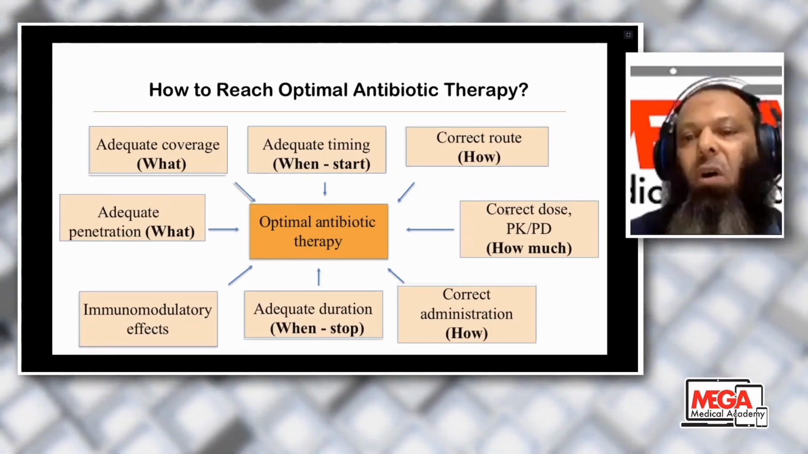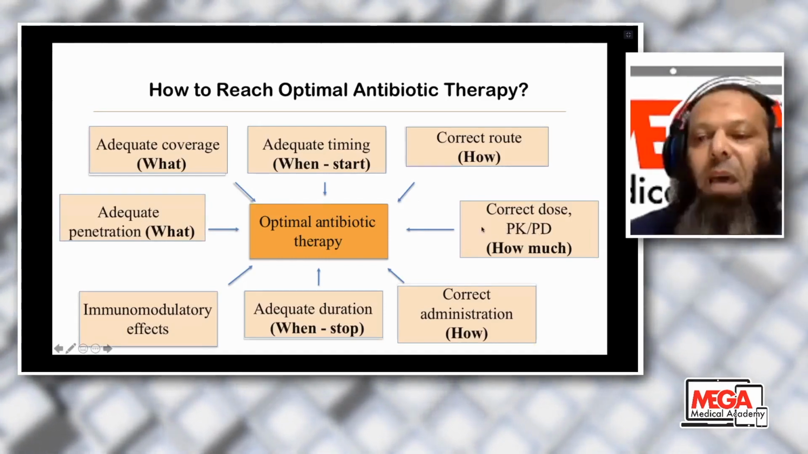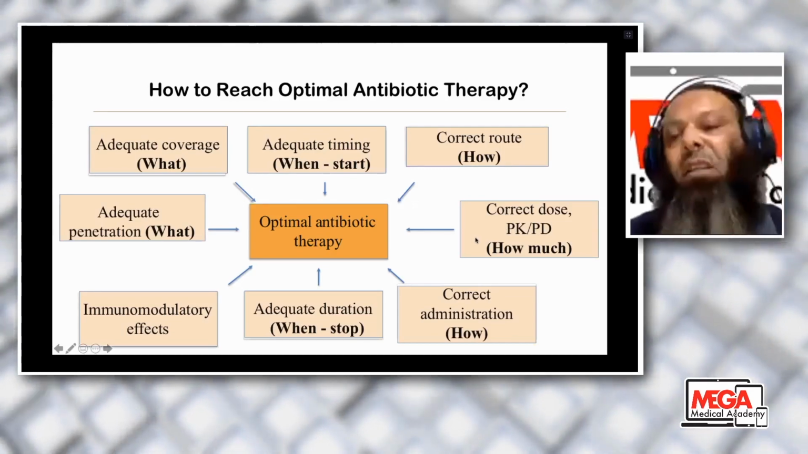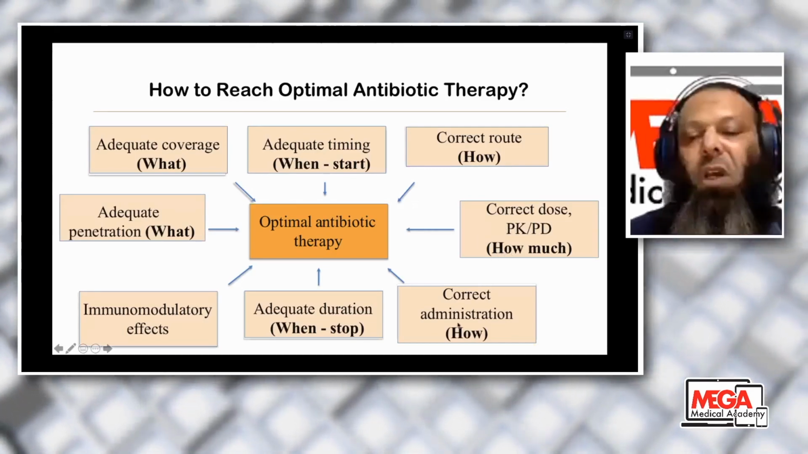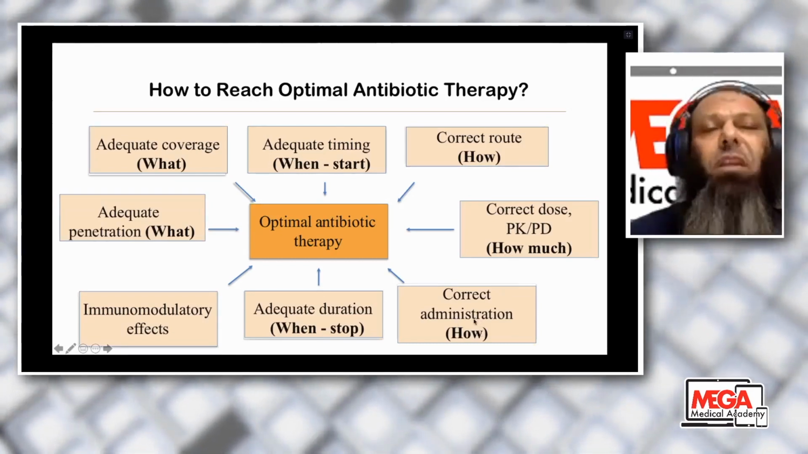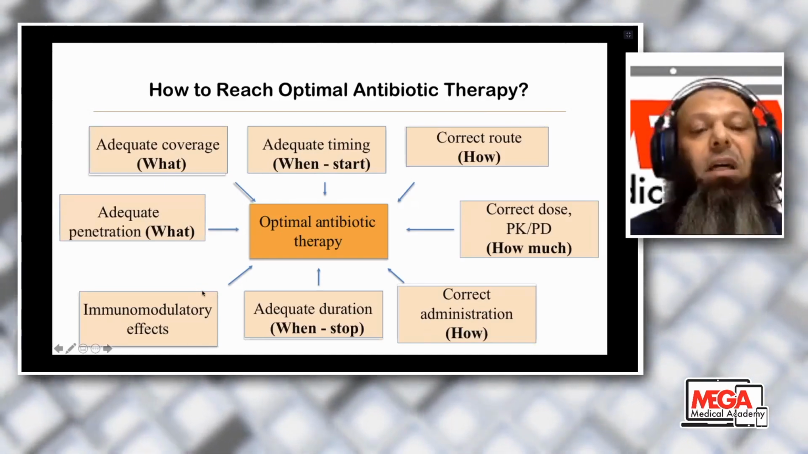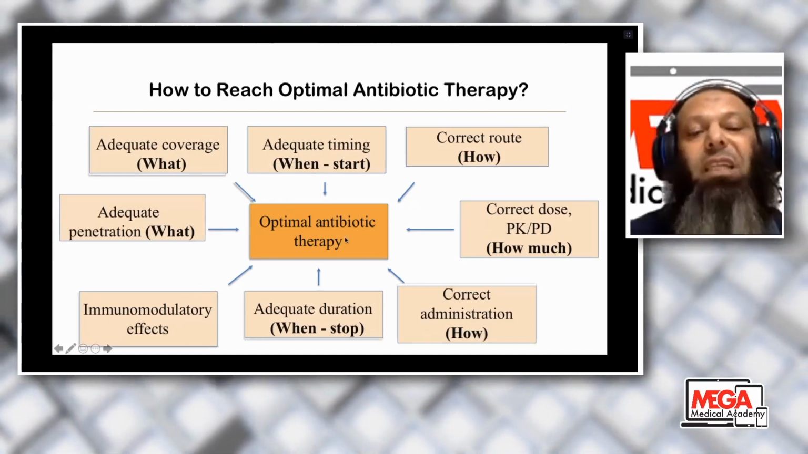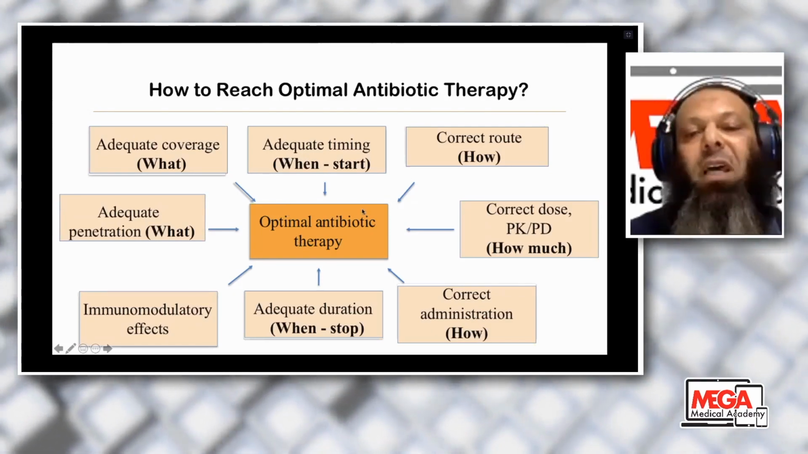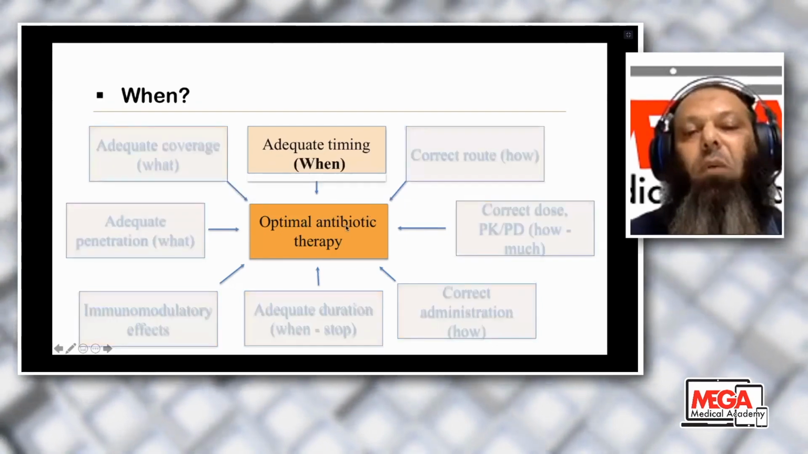So this is how. What is the correct dose, and the pharmacokinetics and pharmacodynamics that affect your antibiotics? This is how much. What is the correct administration, prolonged infusion or extended infusion? This is how. And what are the immunomodulatory effects? Those are the components that determine the optimal antibiotic therapy.